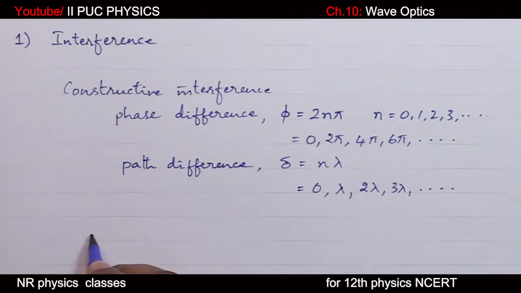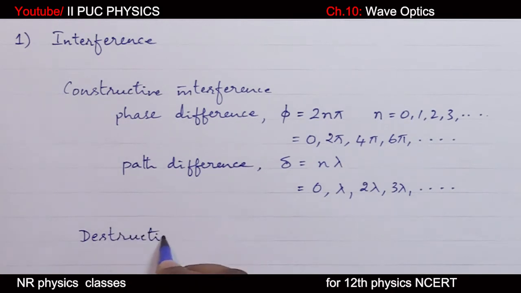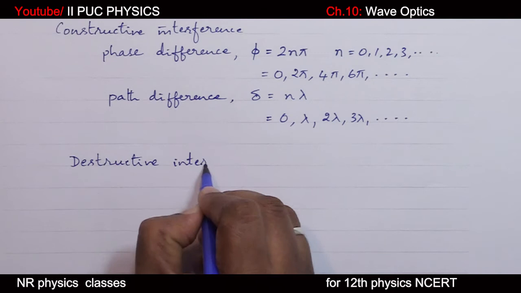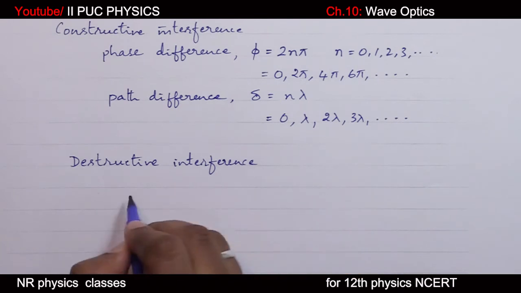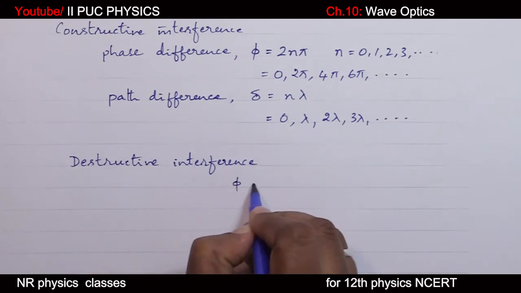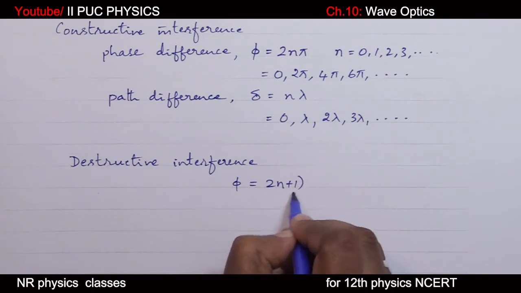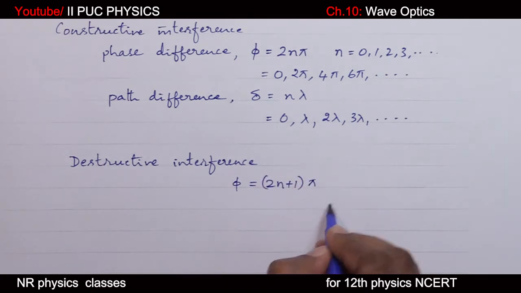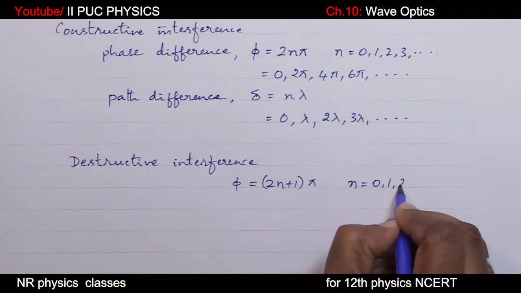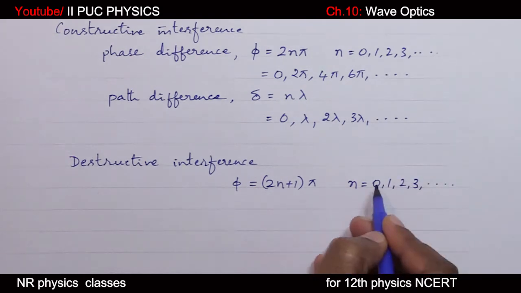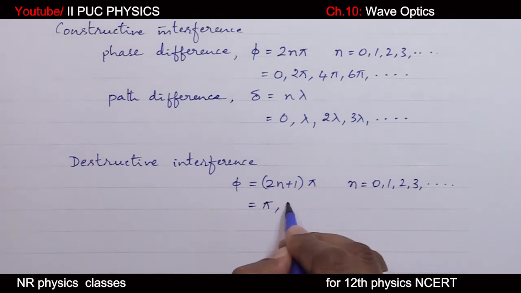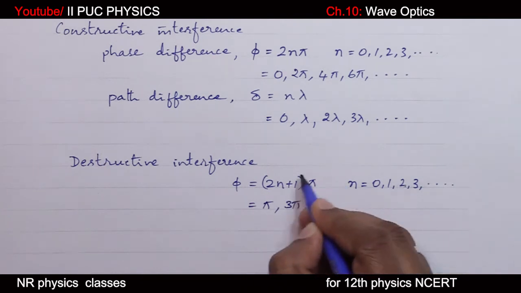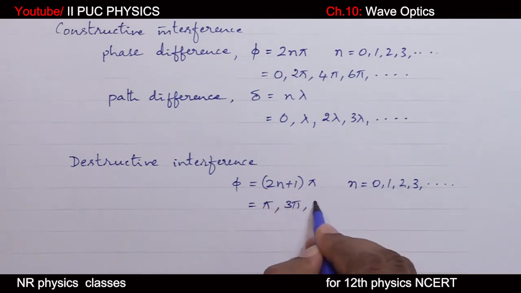Similarly, for destructive interference, phase difference between the waves should be 2n plus 1 into pi, where n equal to 0, 1, 2, 3, etc. Substitute 0 here, we get pi, substitute 1, 3 pi, substitute 2, 2 into 2, 4 plus 1, 5 pi.